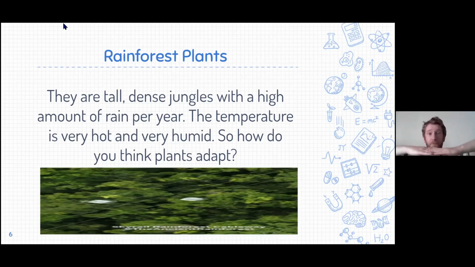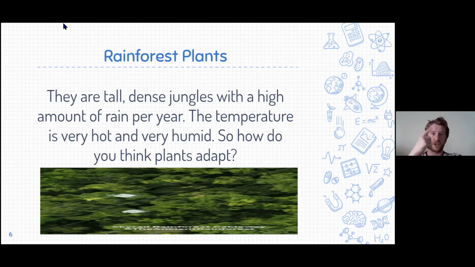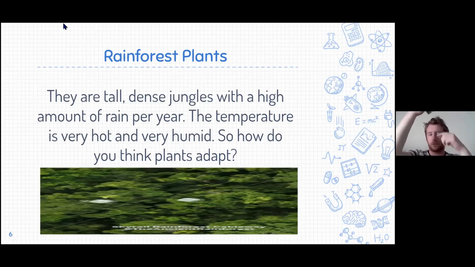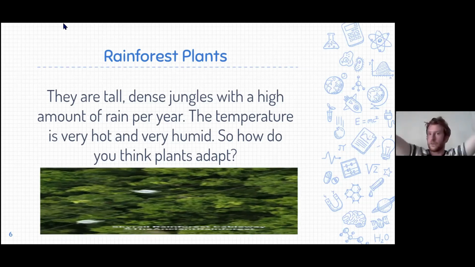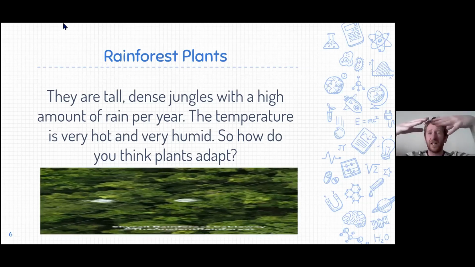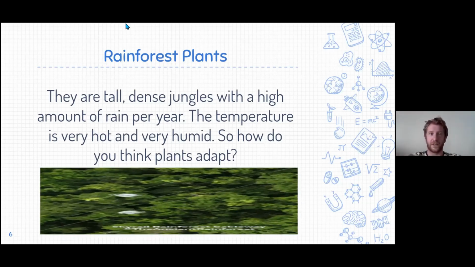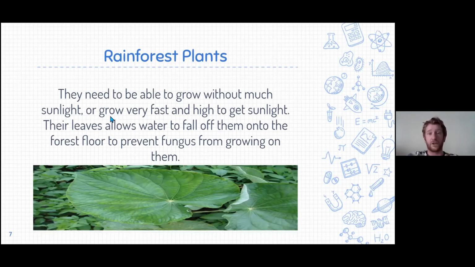So what happens is there's lots of cover, right? So plants on the bottom don't get that much sunlight. So what they tend to do is they tend to be vines, vines that will grow up the roots of other big trees in order to get sunlight. What also happens is they will grow giant leaves or really thin leaves to try to find out where the sunlight is. So they need to be able to grow without much sunlight, or grow very fast and high to get sunlight.